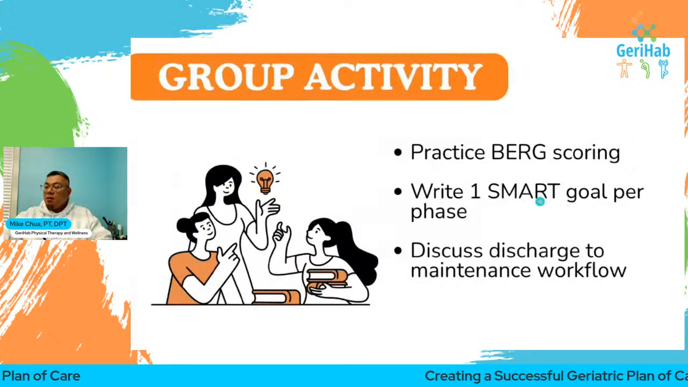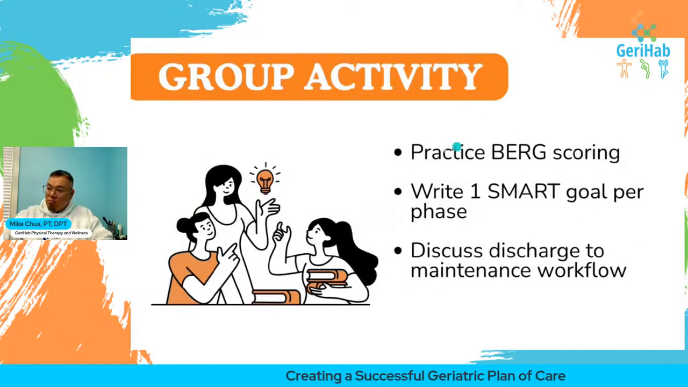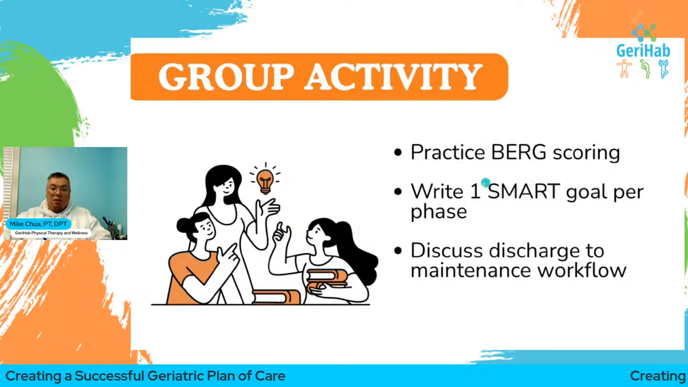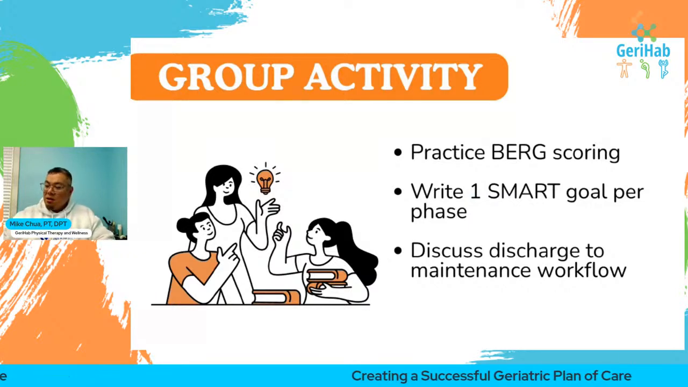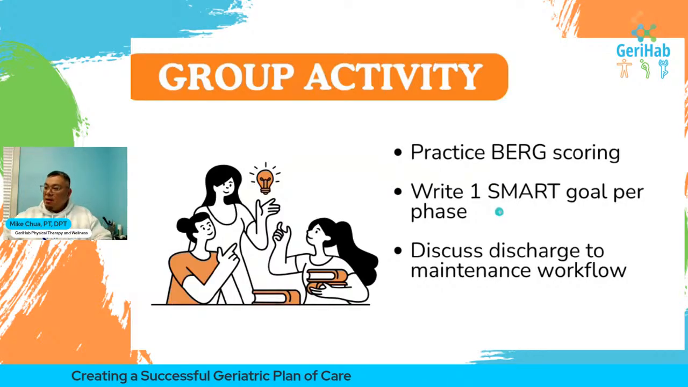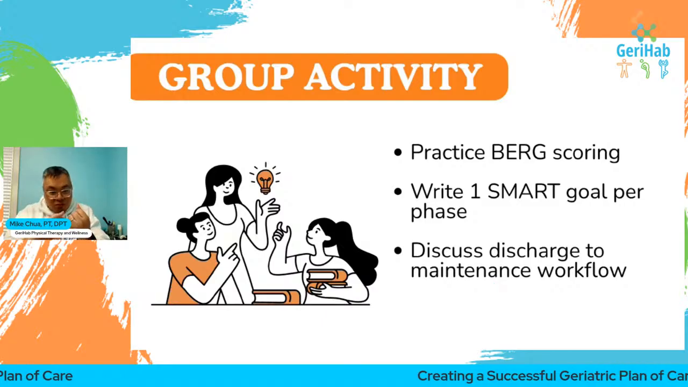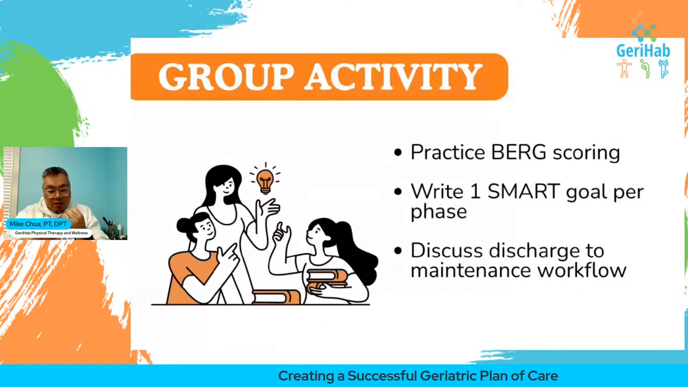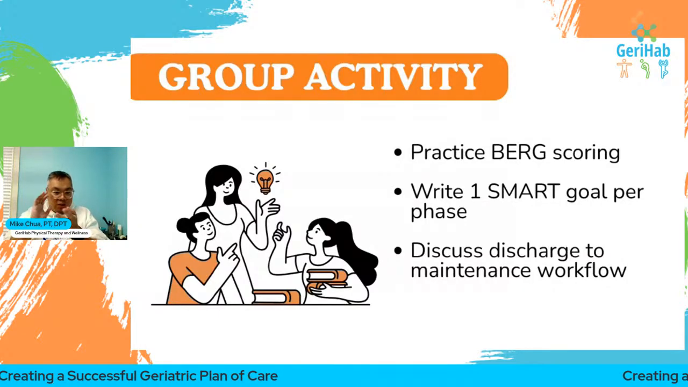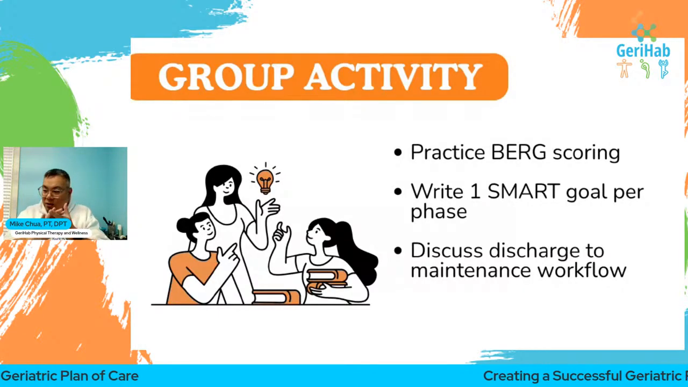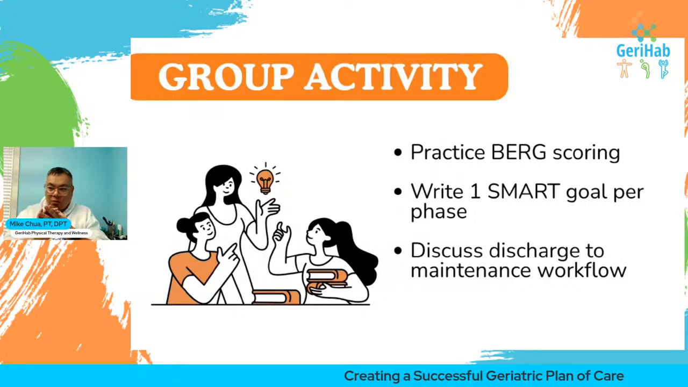Okay, go ahead and practice. Write a SMART goal. Even though you're a PTA, you need to make sure you're writing a SMART goal. Why? Because you need to see if your therapists, your PTs or OTs, are writing a SMART goal, right? And then discuss the discharge to maintenance workflow. So once the pain is controlled, both the shoulder and the hip, then you do strengthening, then you do balance, and then you discharge the patient from that case, and you create a maintenance workflow or maintenance program.